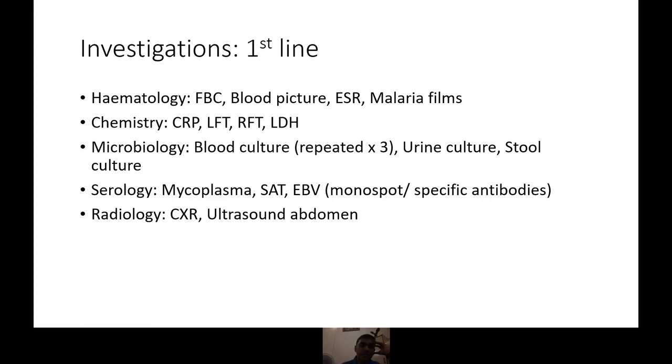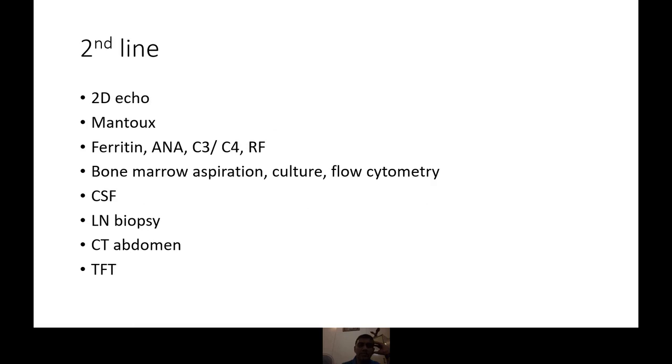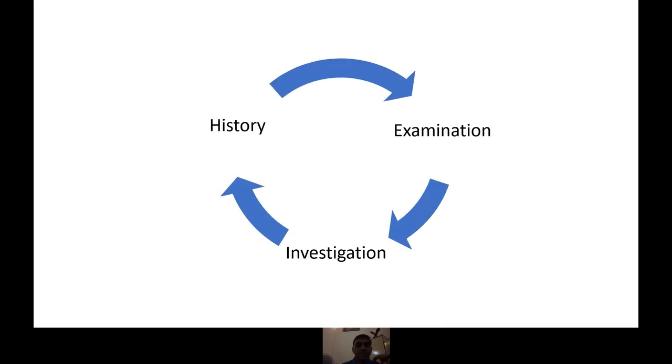Then as the second line, you can do more invasive investigations such as bone marrow, lumbar puncture, lymph node biopsies, and of course, more intensive radiological investigations such as CT abdomen. So again, to highlight the most important thing in this part of the lecture: the evaluation of pyrexia of unknown origin is a kind of vicious cycle, a circular pattern where every day you take history, examine, and investigate, and based on those findings, you go back to the history, re-examine, and re-investigate.